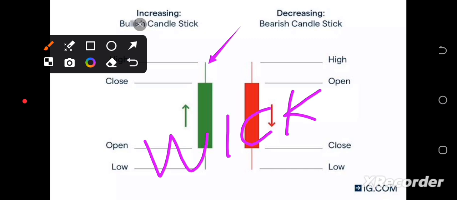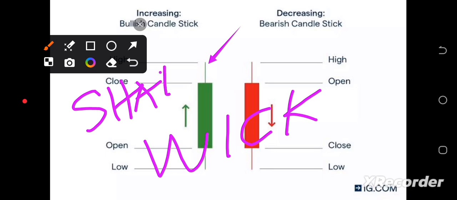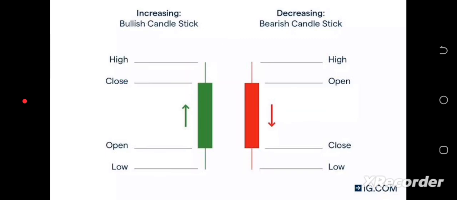W-I-C-K. Wick, or shadow, like normal shadow. So this small line you are seeing here can be referred to as shadow or wick. The upper shadow is called the high.